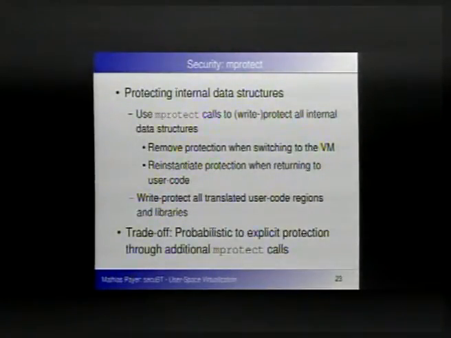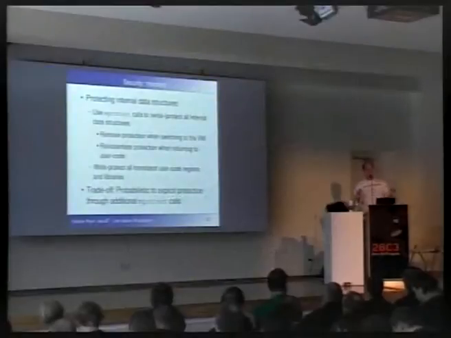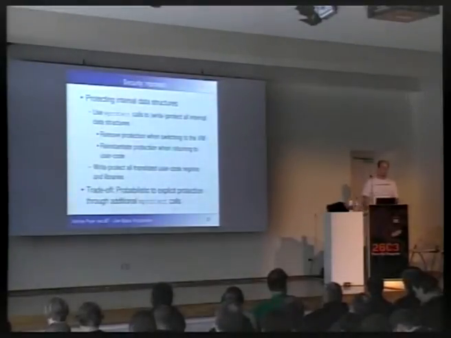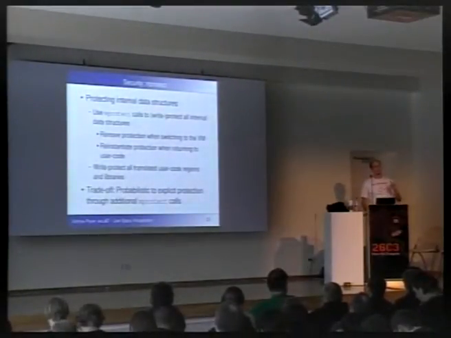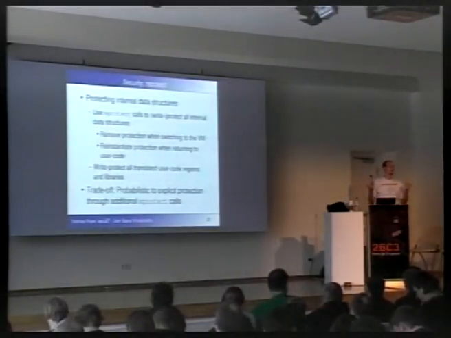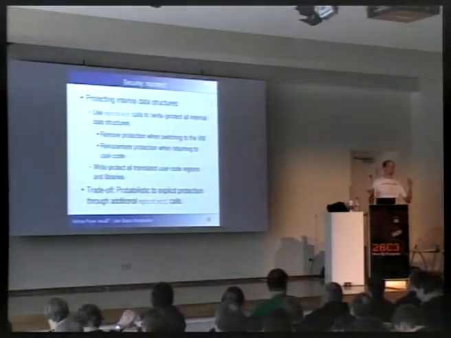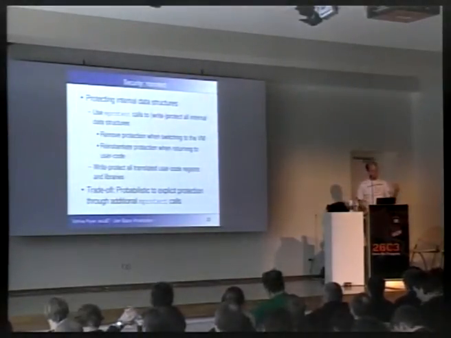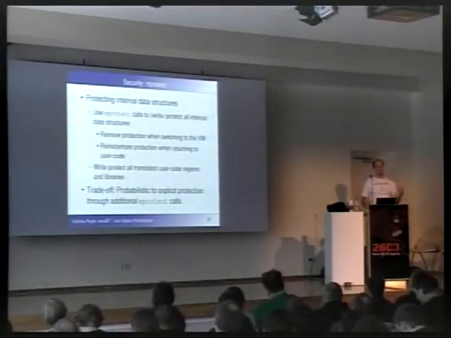So we implemented an mprotect-based form, which write protects all internal data structures of the binary translator. And as I said before, we have two different levels of execution. One of the levels is the privileged binary translation level, where we lift this mprotect restriction on the internal data structures. And when we branch back into the translated user code, we lock down all our data structures and then let the execution continue.